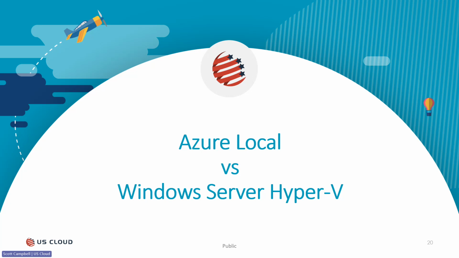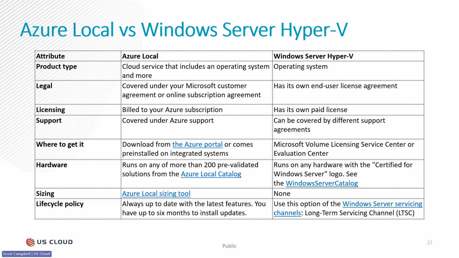So while we don't have a case study for Azure Local or Azure Stack HCI, we do have some compare and contrast for Azure Local versus Windows Server Hyper-V. The two slides coming are centered around this comparison. What does each one provide? I'm going to start on the right side and cover Windows Server Hyper-V. Hyper-V is included as part of the operating system. For Azure Local, the cloud service includes the operating system and more. With Windows Server, additional features would need to be added, which can be done.